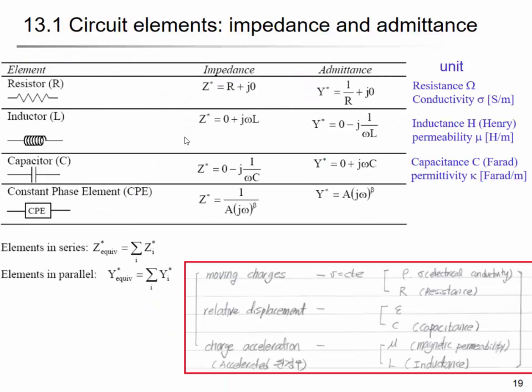So we have drawn this table for R, L, C, the impedance and admittance, and the units are here: resistance has the ohm, and conductivity has siemens per meter, inductance has the Henry, permeability is Henry per meter, and capacitance has the unit of Farad, and the permittivity has the unit of Farad per meter.